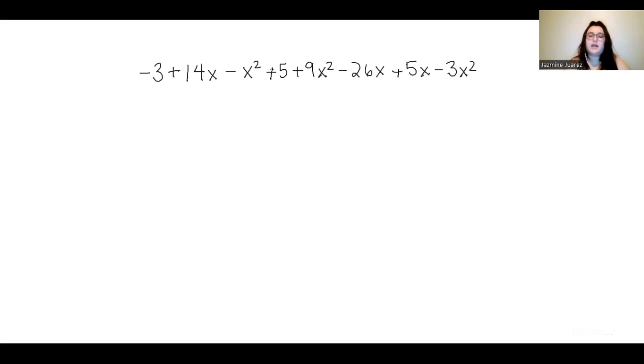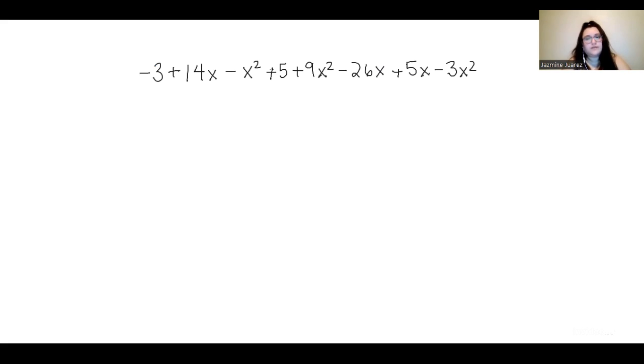Okay, what if we try it now without our algebra tiles? I have this expression right here. It is negative 3 plus 14x minus x squared plus 5 plus 9x squared minus 26x plus 5x minus 3x squared. So I could use algebra tiles, but I am not going to.